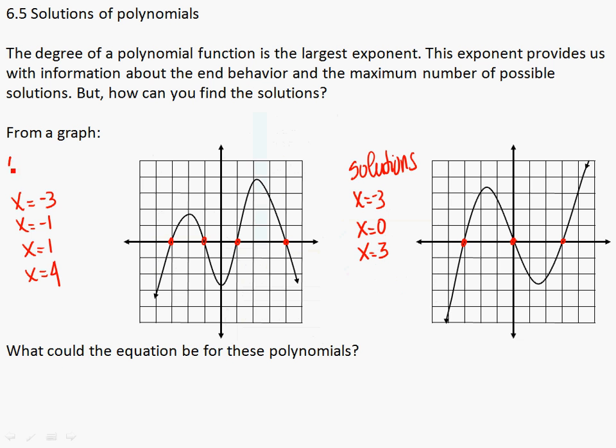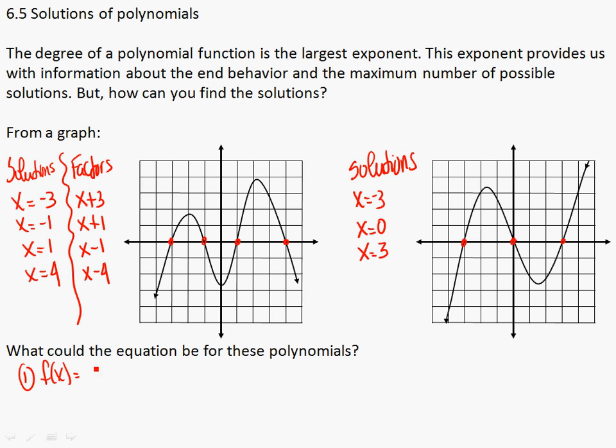Okay, so if these are the solutions, then the factors here would be x plus 3, x plus 1, x minus 1, and x minus 4. So the first equation in factored form, and today we'll just leave it in factored form mostly, x plus 3, x plus 1, x minus 1, and x minus 4. Okay?